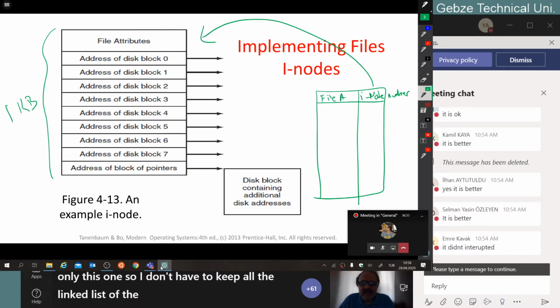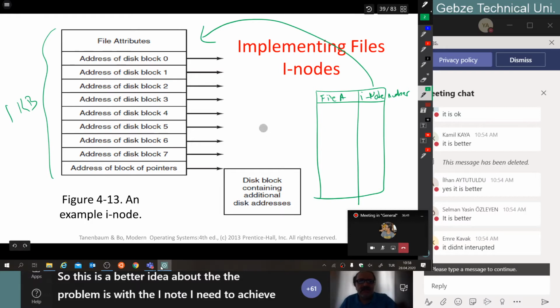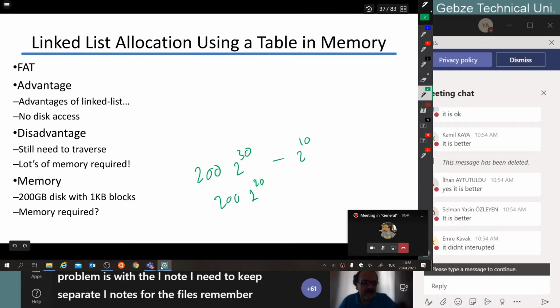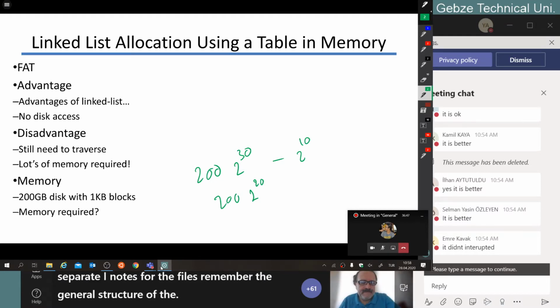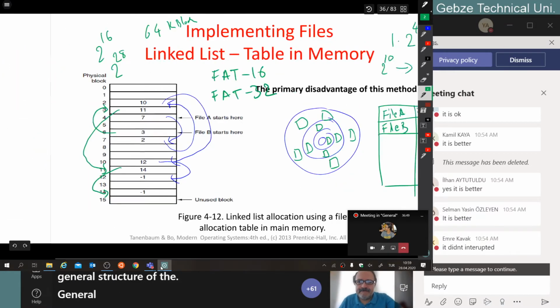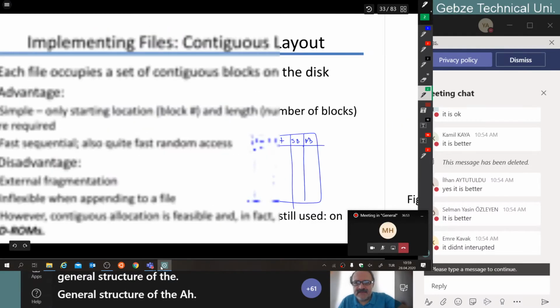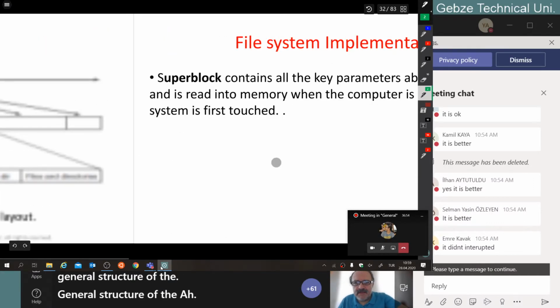So this is a better idea, but the problem is with the inodes. I need to keep separate inodes for the files. Remember the general structure of the disk. I showed you this one, right?